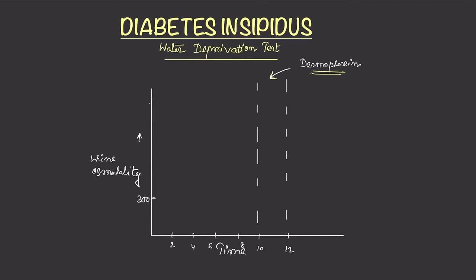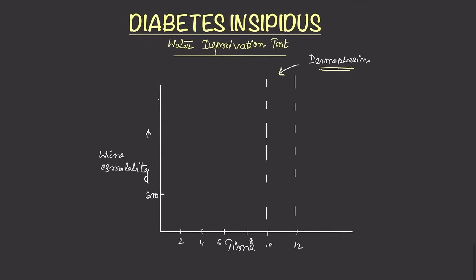Now if we look at the graph of a normal person, when you stop taking water, the body will try to reabsorb more water by increasing the ADH secretion. So the urine osmolality will increase but reaches its peak around 4 hours. After that the urine osmolality does not change and a plateau is reached, right? Because the ADH induced increased reabsorption of water gets saturated. So even if we give desmopressin in this subject, there will be no change in the urine osmolality, okay, because the ADH induced mechanism is already saturated.